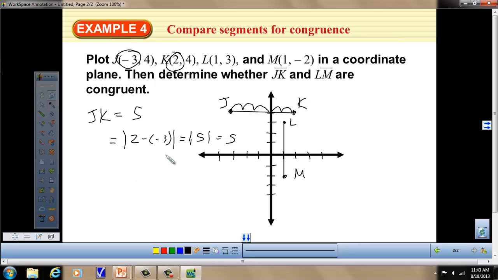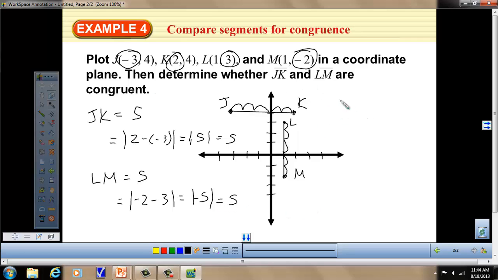We can do the same thing with L and M. If we look, we can count here and go 1, 2, 3, and then 4 and 5. And if you do it this way, I need to literally see that you're doing that. So LM is equal to 5, or what you could have done is you could have taken the 2 y coordinates in this case, and you could have said negative 2 minus 3 gives me the absolute value of negative 5, which is 5.